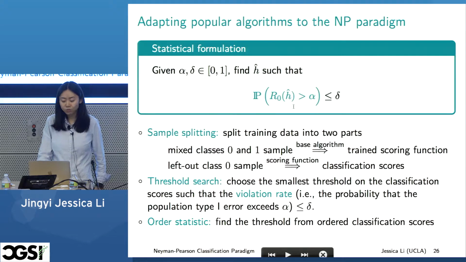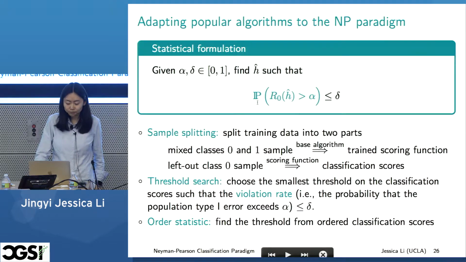Like I said, in a real problem, we can never observe the true or population type 1 error. But interestingly, even though we cannot directly observe the R0, we can directly control the violation rate. And the technique we use here is order statistics. So we will use the distribution of order statistics to achieve this magic.